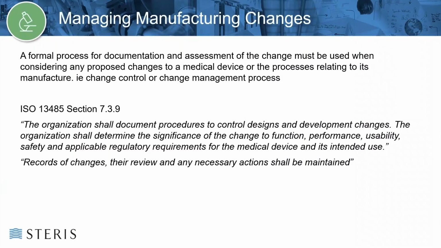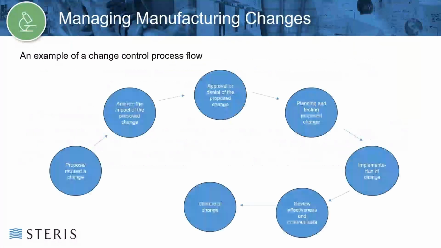As ISO 13485 details in section 7.3.9, with any change in the quality system, there is a need to document planned changes through a formal change control process and determine the significance of the change to function, performance, usability, safety, and applicable regulatory requirements for the medical device and its use. Records of changes and their review and any necessary actions are maintained. So how should manufacturing changes be documented?